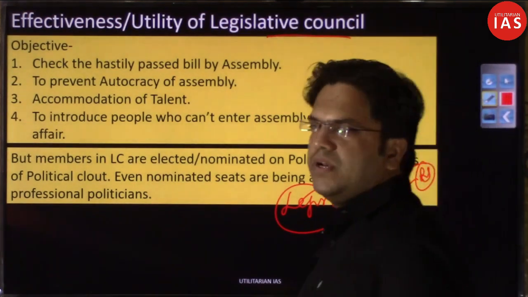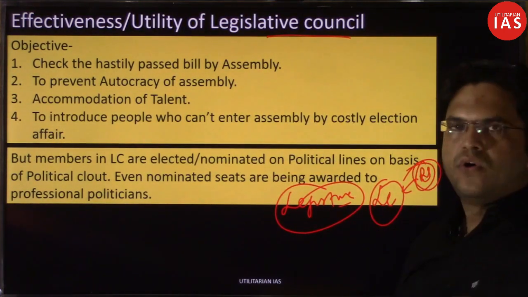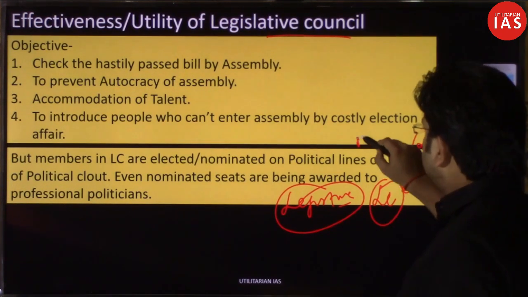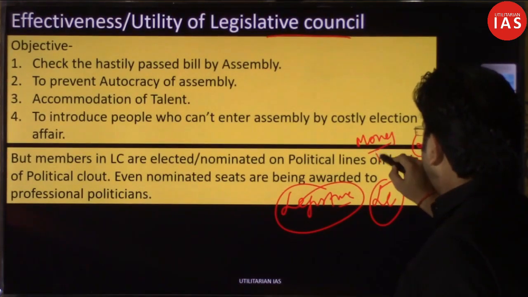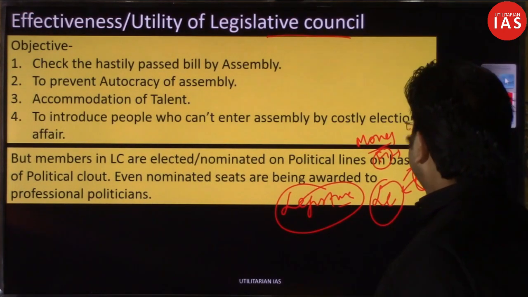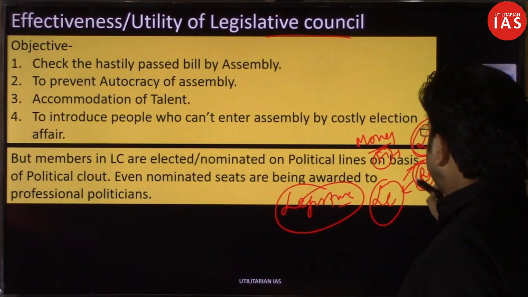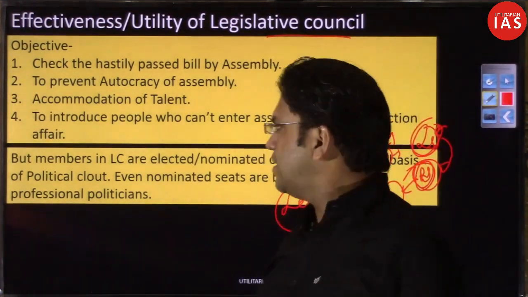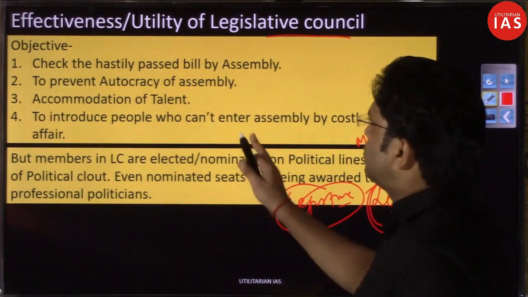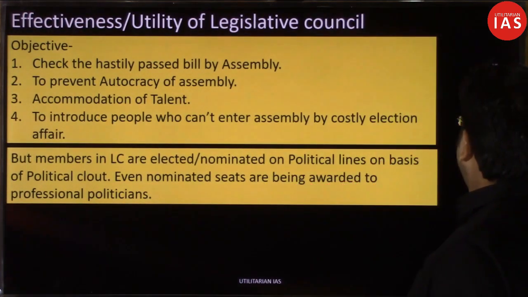At the central level, the Rajya Sabha is a much more powerful house. This Rajya Sabha has almost equivalent power to the Lok Sabha, except in cases of money bills and financial bills. Even in a financial bill, once it has been introduced and sent by the Lok Sabha, I am saying it has almost equivalent power. So, the Rajya Sabha at the central level enjoys almost equivalent power, but that is not the case with the Legislative Council, and that's why I am raising this question: what is the effectiveness and utility of this Legislative Council?